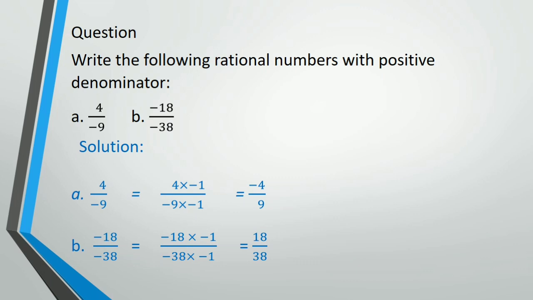Similarly, we have minus 18 by 38 is equal to 18 by 38 by multiplying both numerator and denominator by minus 1. Remember the procedure. In order to write a rational number with a positive denominator, we have to multiply both numerator and denominator by minus 1.